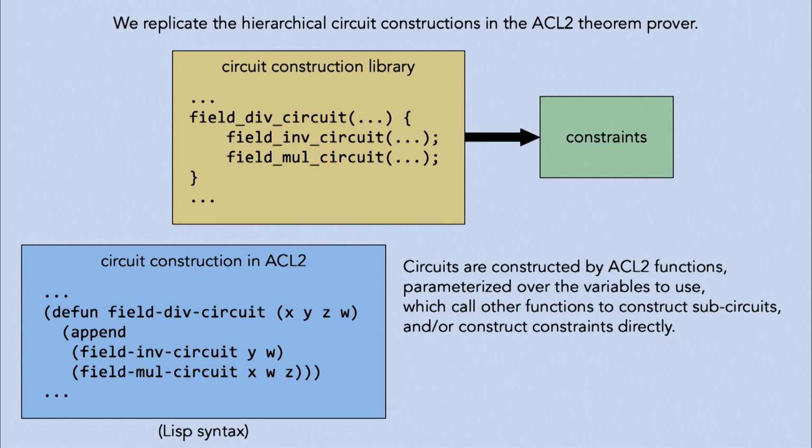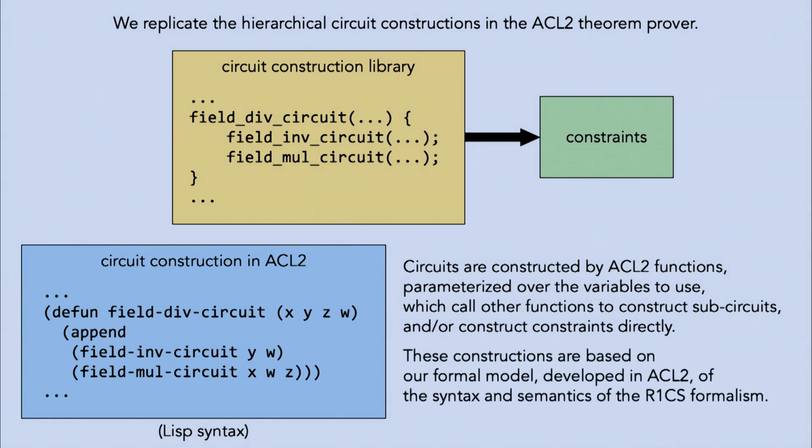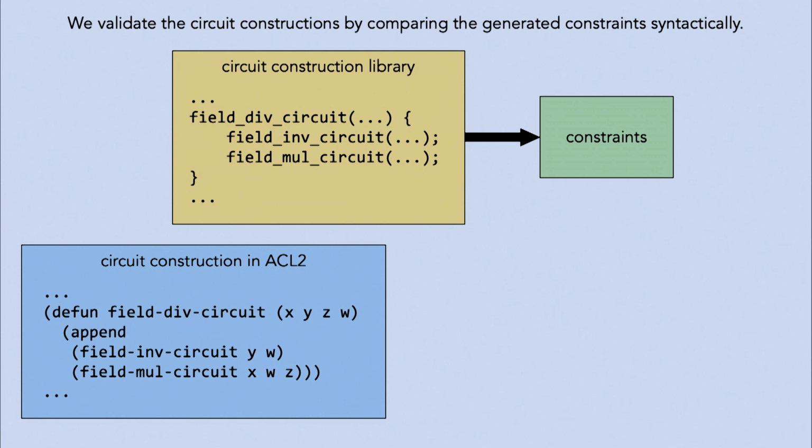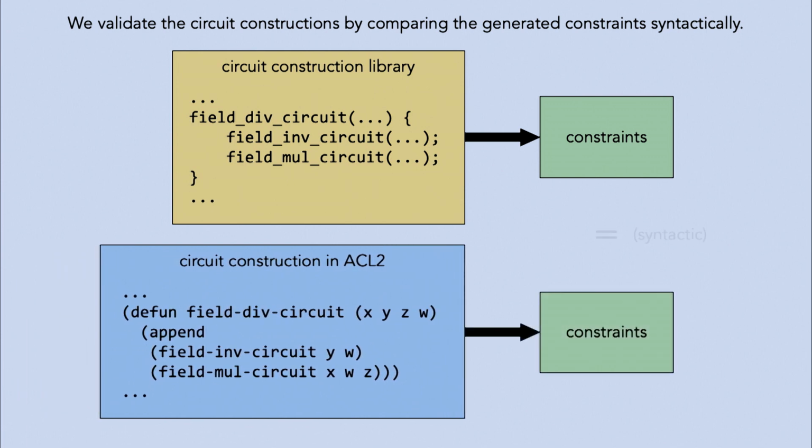So you can see the blue box and the yellow box have a similar structure, right? You see the hierarchy in both. These are based on a formal model we've built of R1CS in the theorem prover, obviously, for syntax and semantics. How do we know that we are building the same circuit? We can run the yellow code, run the blue code, and compare. It's a syntactic comparison. So every time we use the yellow box, we can run the blue box and make sure we get the same thing. And then our formal proofs, which apply to the ones generated by the blue box, will also apply to the ones generated by the yellow box because they are equal.